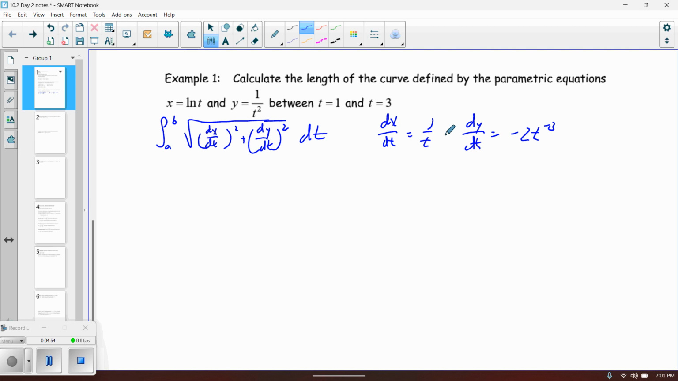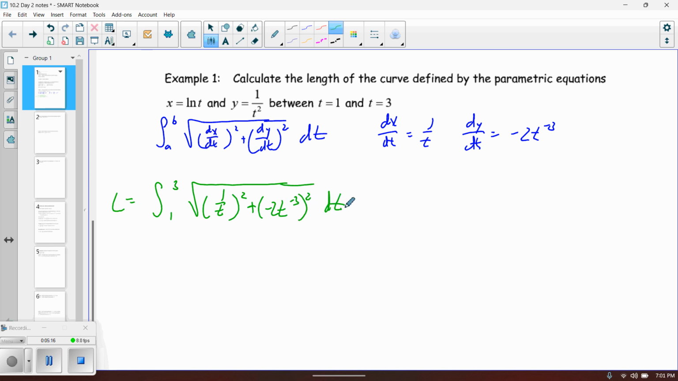All right, so let's go ahead and find this. So we're going to have an integral. We'll call this length. We're going to have an integral from 1 to 3 of the square root of 1 over t squared plus negative 2 t to the negative 3 power squared dt. And at this point, I have to assume that you know how to use your calculator to integrate.